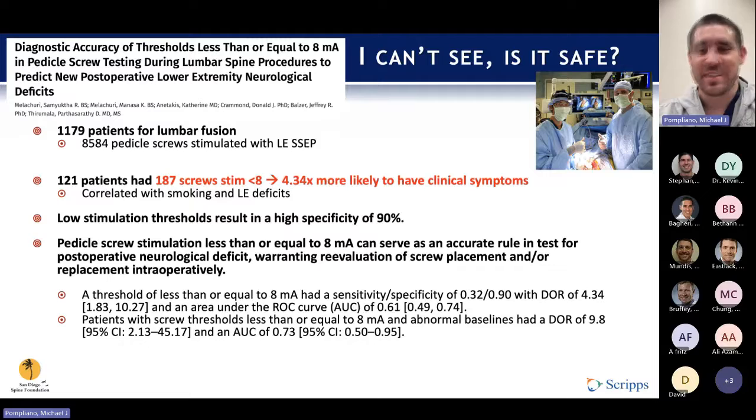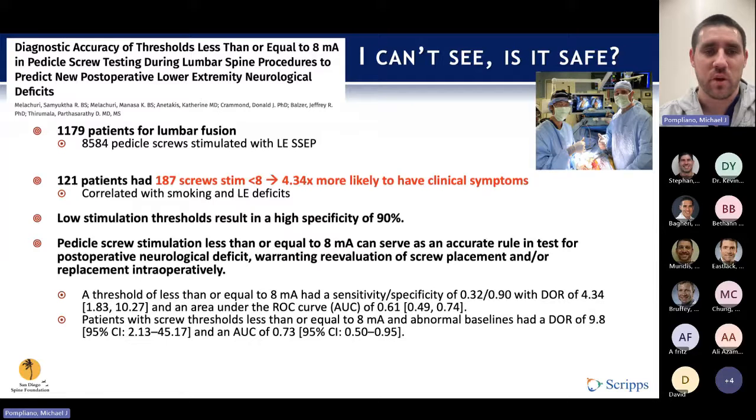So I can't see. Is it safe? Obviously, if you're using percutaneous techniques, you're not directly visualizing. That's never something you want to hear if David and I are in the room alone, which you can see there. So if you can't see and you're using fluoro-based techniques, obviously you can look at your AP and lateral views to triangulate orthogonal views where you are, but you can also stimulate the actual screws.